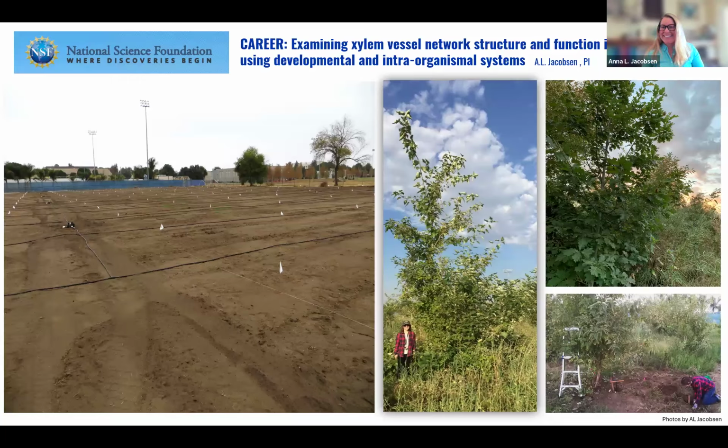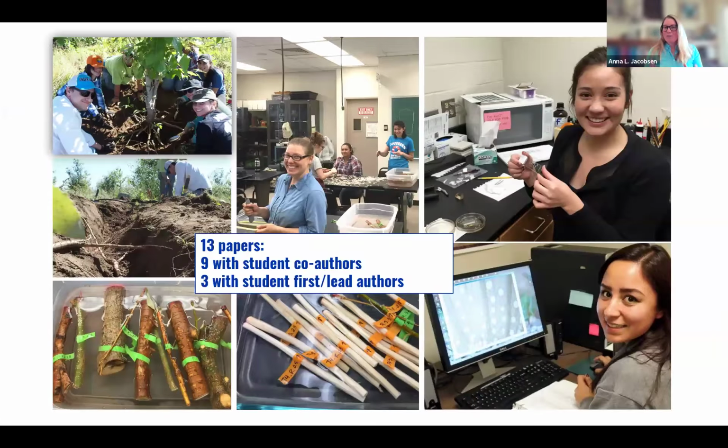So what have we done in this place? For the rest of the talk, I'm going to focus on some examples of research that has come out of this important research infrastructure on our campus. From my lab, from those originally planted trees, to date, we've had 13 publications based on data from those trees. Nine of those have had student co-authors, and three papers have had students as the first or lead author on the papers.